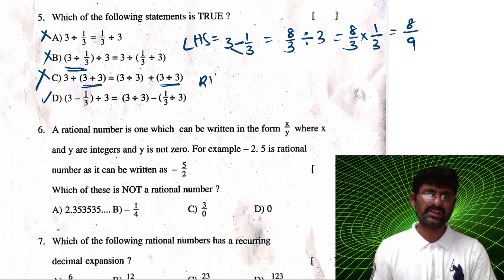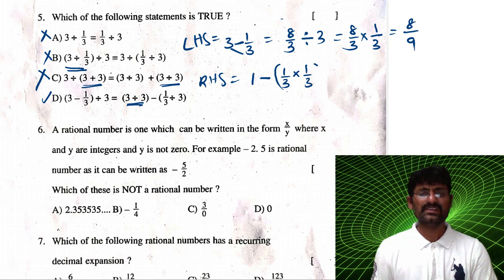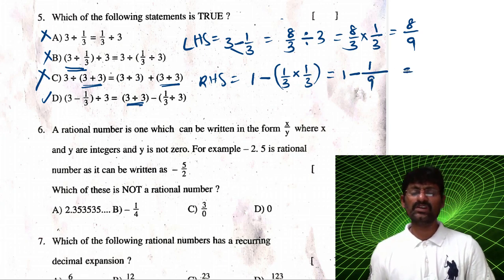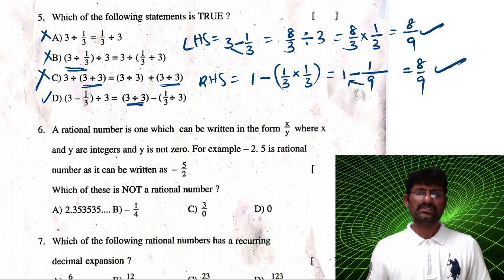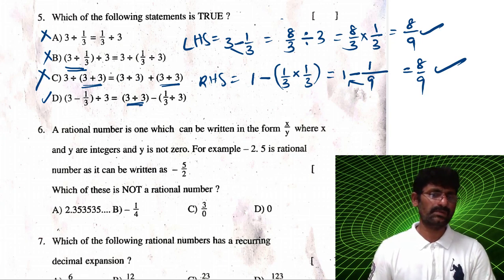Now let us write RHS value. This is equal to 3 divided by 3 we have. So 1 minus 1 by 3 divided by 3 we have. So we can write that one as times 1 by 3. This is equal to 1 minus 1 times 1 is 1, divided by 3 times 3 is 9. So this is equal to, as we did in previous case, we can do this just like a mixed fraction. 9 times 1 is 9 minus 1. 9 minus 1 means 8. So 8 by 9. So these two are equal. So option D is correct. Okay. Alright, let's go to next problem.